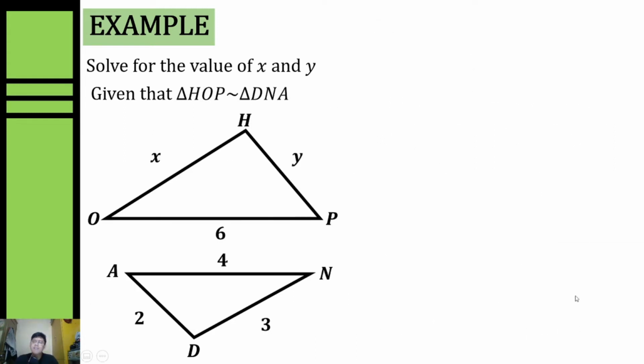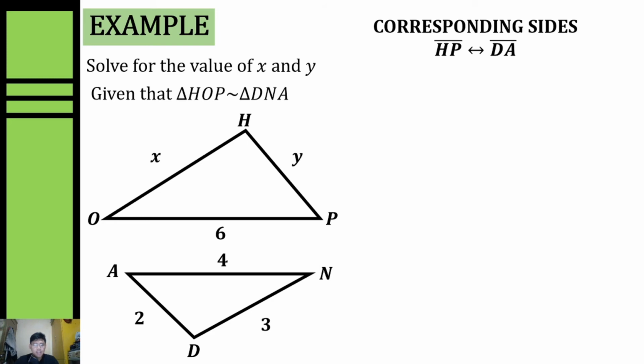Alright, let's have another example. So for example, we're going to solve for the value of X and Y given that triangle HOP is similar to triangle DNA. Okay, so knowing that we have similar triangles, we can first identify the corresponding sides. So we can say that side HP corresponds to side DA, and side PO corresponds to side AN, and then side HO corresponds to side TN.